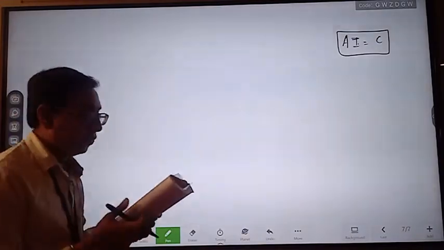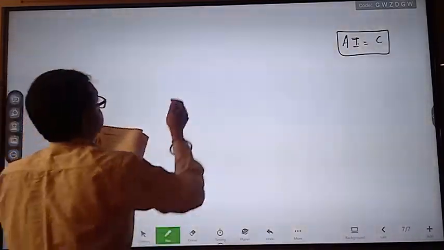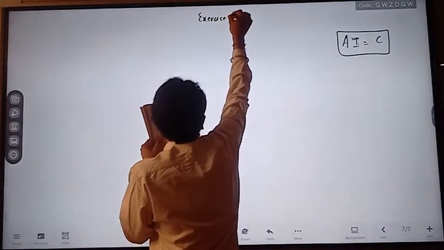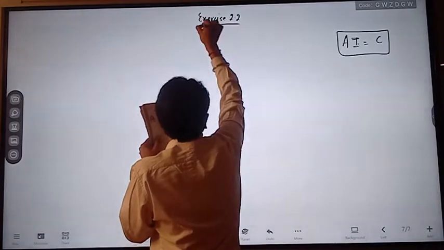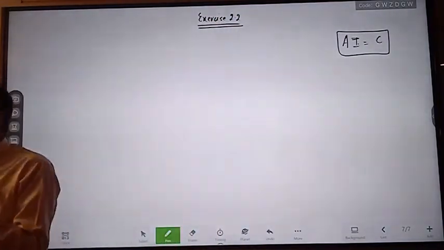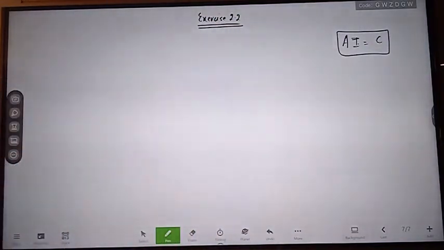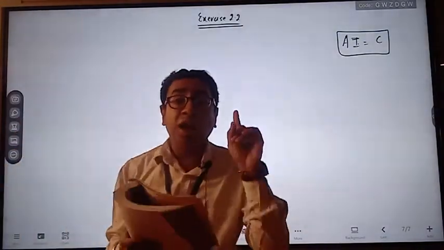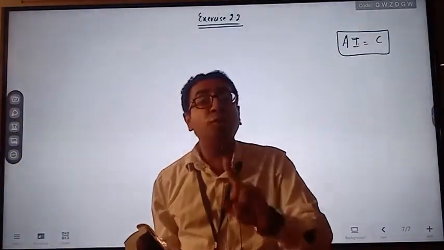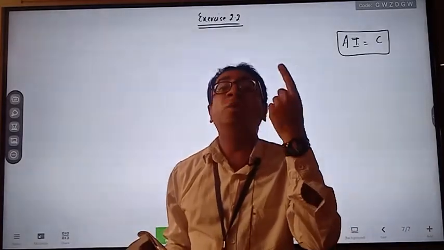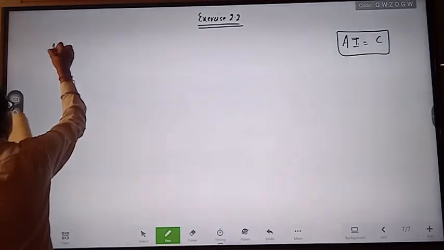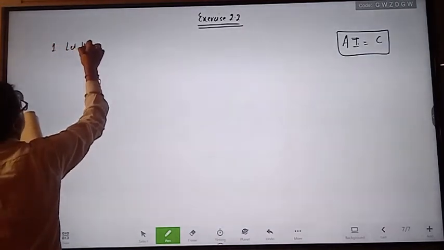Exercise 2.2, first question. If you subtract half from a number and multiply the result by half, you get 1 by 8. What is the number? So, first question, let the number be x.